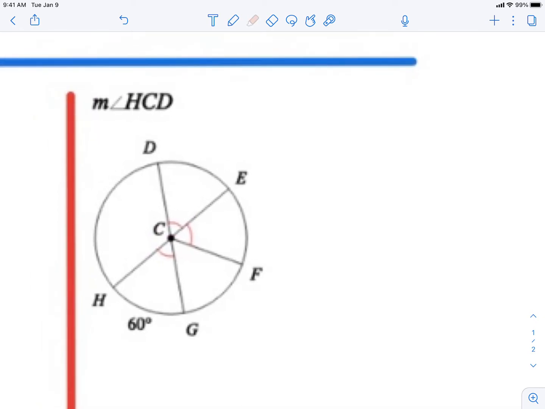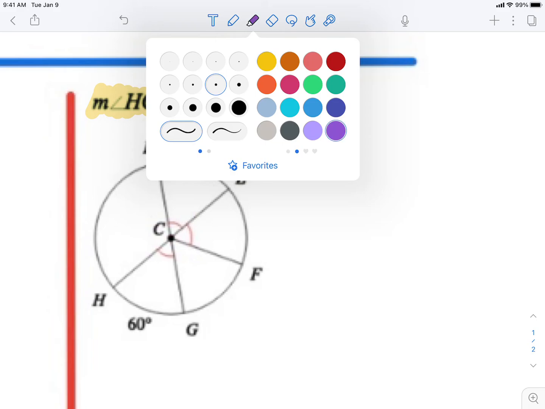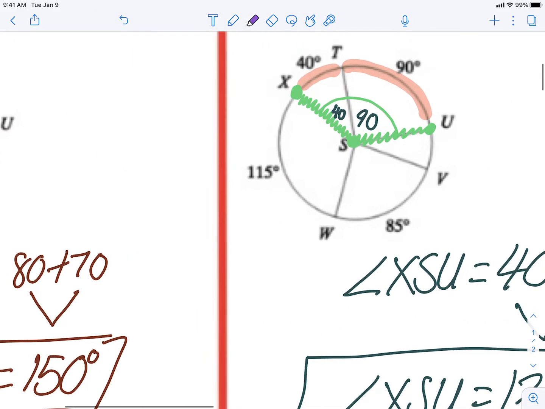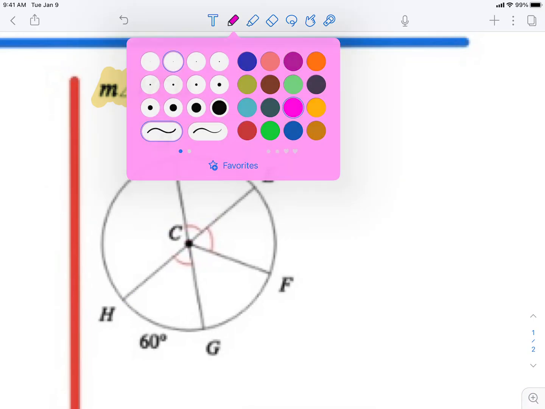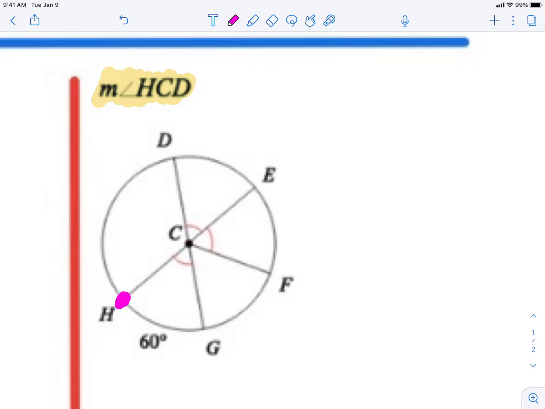So the instructions here say find angle HCD. So let us indeed, kiddos, find angle HCD. Going back here, HCD goes there, and it goes there. So I'm going to try to find that right there, right?